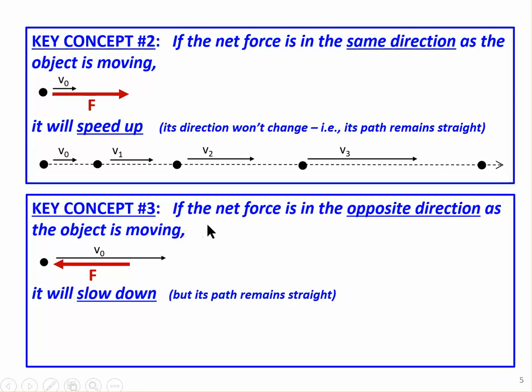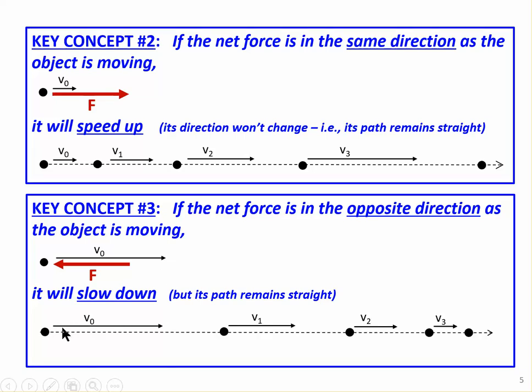A third key concept is that if I have an object, and let's say here's a particle, originally moving to the right with some speed v0. So here's a particle moving quickly to the right at speed v0. Now suppose I apply a force to it that's in the opposite direction that it's moving in. Then the force is going to cause it to slow down. The object is still going to move in a straight line, but the force is going to cause it to slow down. Here's a picture of that.